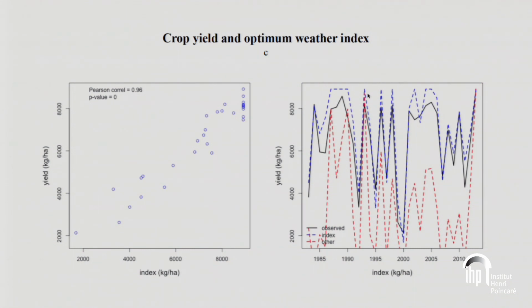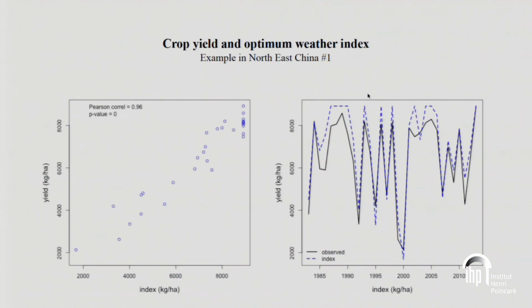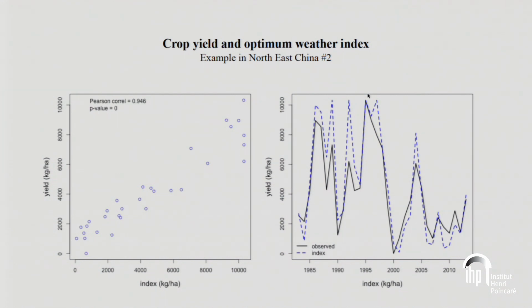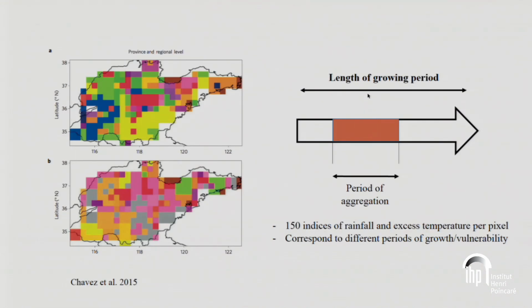So here you see a mismatch, and of course, not only rainfall drives agricultural production, but there's a number of other variables. And this work was done in collaboration with crop scientists and crop modelers to provide observed crop yield data. An example in a couple of other pixels, locations in northeast China, in the province of Shandong, that you will see later. And then we achieved these results.